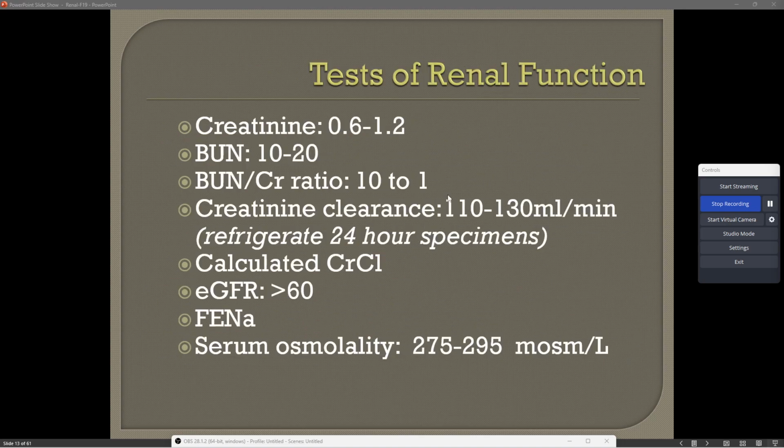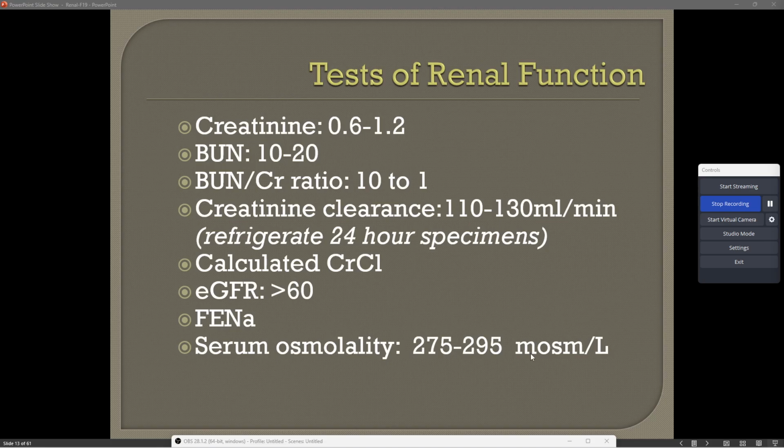So let's talk about renal function. I definitely need you to know, if you don't already, please submit to memory, normal numbers for creatinine 0.6 to 1.2, BUN 10 to 20. The ratio should always be 10 to 1. GFR greater than 60. I'm not going to do calculated creatinine clearance, and I'm not going to do fractional excretion of sodium. That is what you're essentially getting rid of in your urine. So I need you to know those numbers.